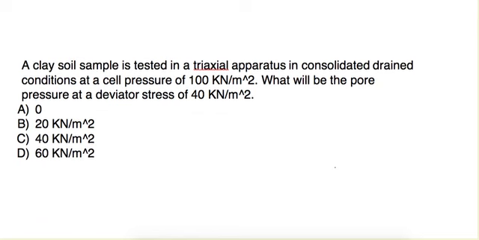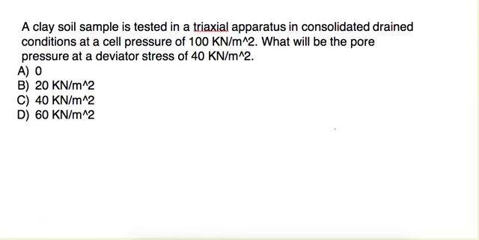Let's see the next question. A clay soil sample is tested in a triaxial apparatus in consolidated drained condition at a cell pressure of 100 kN per meter square. What will be the pore pressure at the deviator stress of 40 kN per meter square? So you have been given cell pressure, you have been given deviator stress, and they are asking for pore water pressure. But read the question carefully.